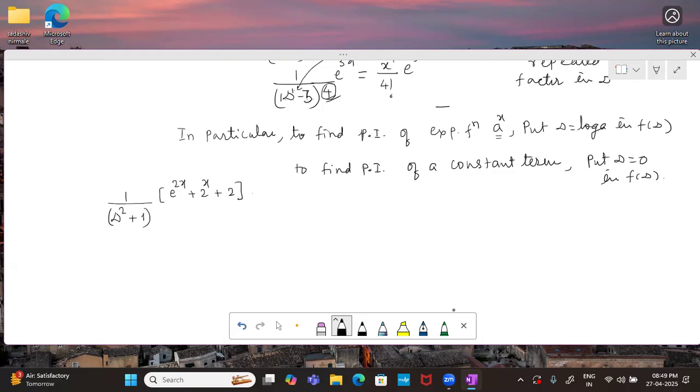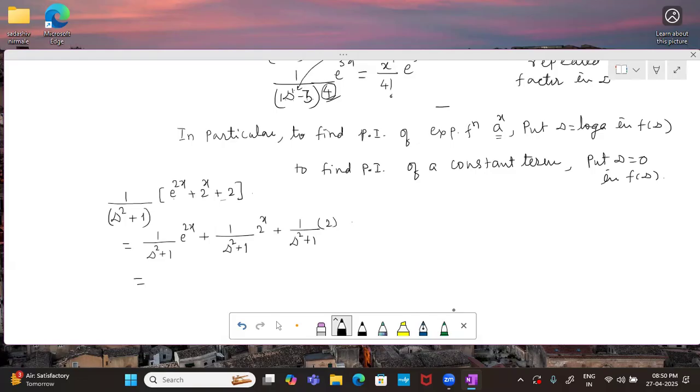Then in the function there are 3 terms. Term number 1, term number 2, term number 3. These are different, distinct terms, not identical. So write the separate PI of each term. So this is 1 upon D square plus 1 e raised to 2x plus 1 upon D square plus 1 operating on 2 raised to x, and 1 upon D square plus 1 operating on 2. The number of terms is equal to the number of PIs.